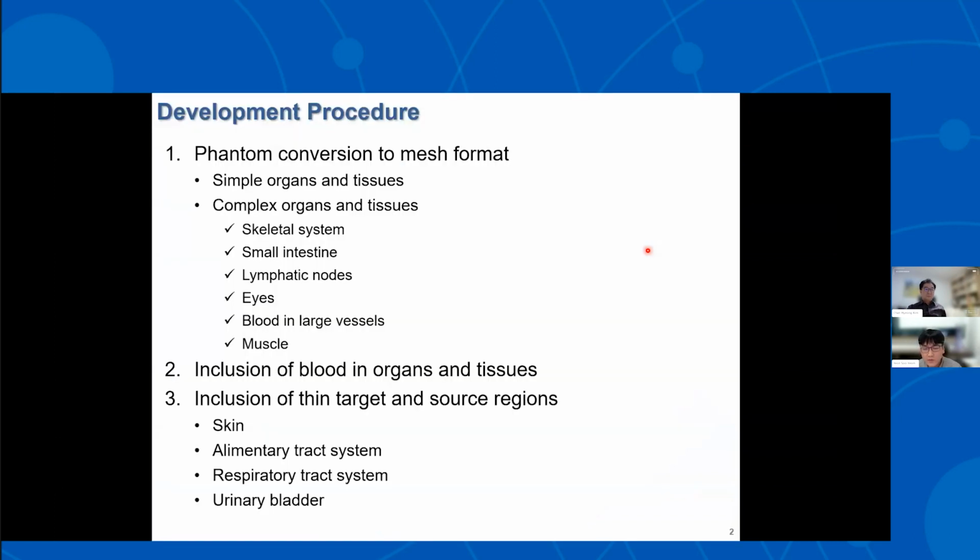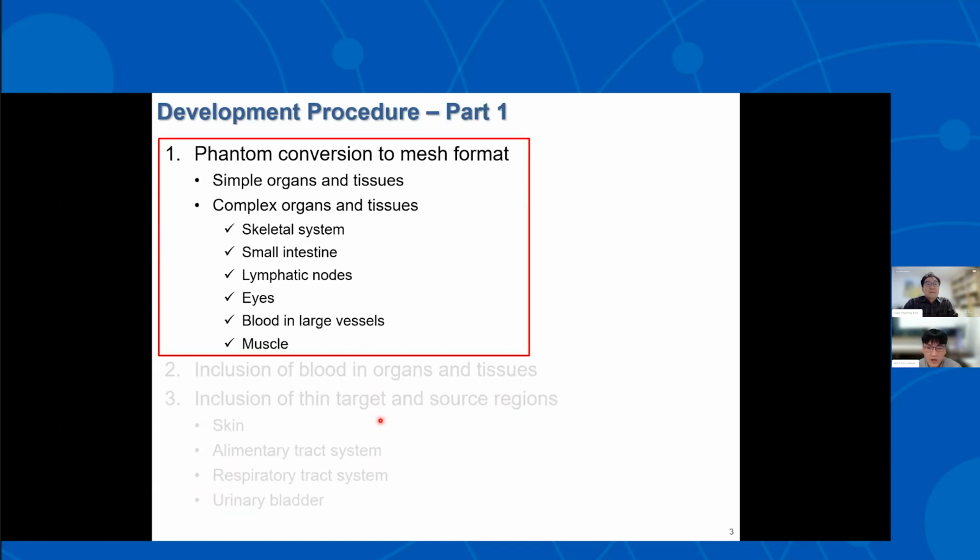So phantom development procedure can be largely divided into three parts. The first part is the conversion of the voxel type reference phantom into the mesh format. And the second part is the inclusion of blood in organs and tissues. And the third part is the inclusion of the micron scale target and source regions in organs such as skin, alimentary tract system, respiratory tract system, and the urinary bladder. Okay, so now I would like to give some more explanation in detail, the part one, the phantom conversion.